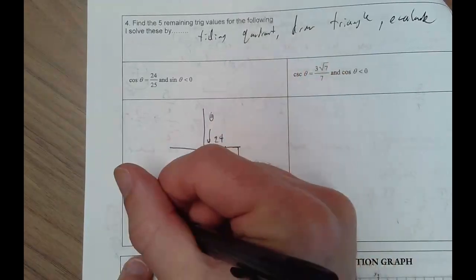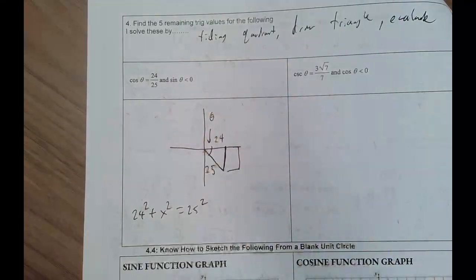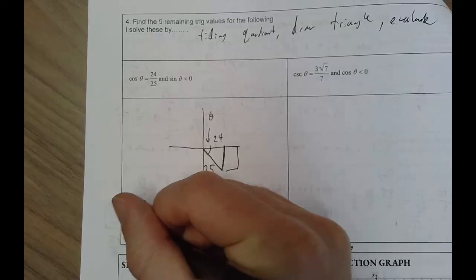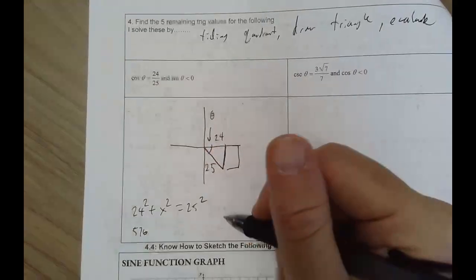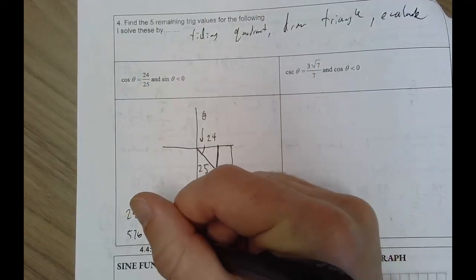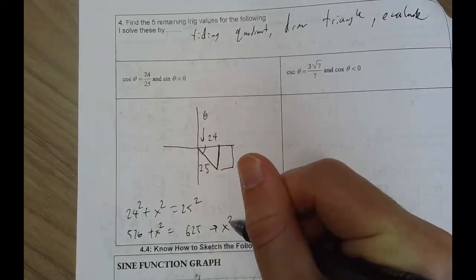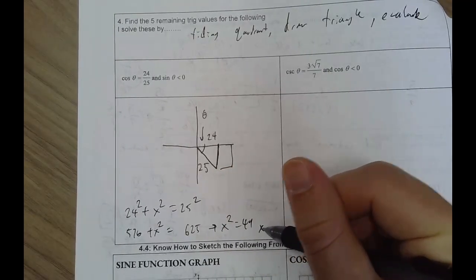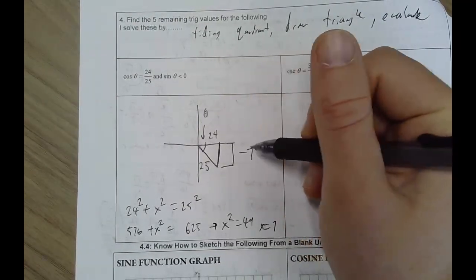So it's 24 squared plus x squared equals 25 squared. 24 times 24 is 576. 25 times 25 is 625. 625 minus 576 is 49. Therefore, x squared equals 49. Therefore, x is 7. But because we are below the x-axis, it's going to be negative 7. So now that I have all my side lengths, it's pretty easy to find the remaining 5 trig values.